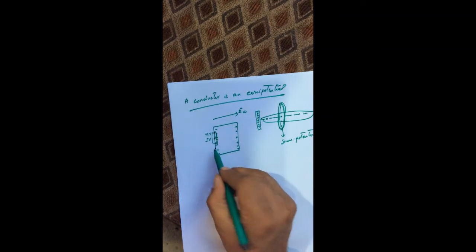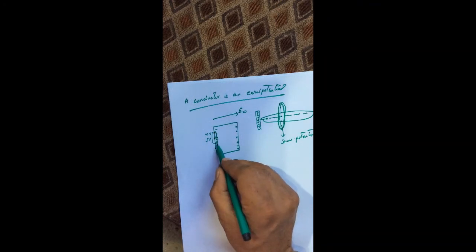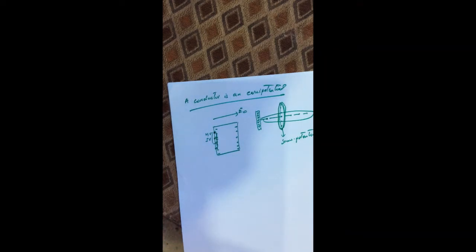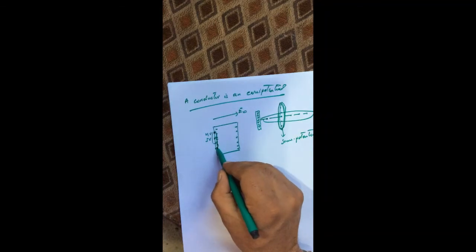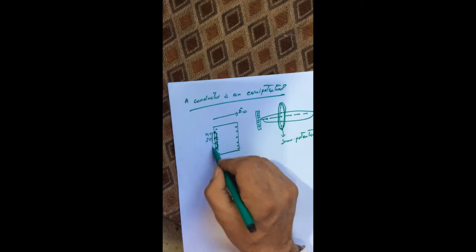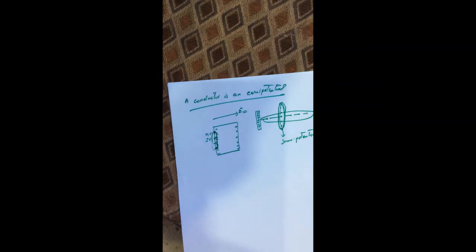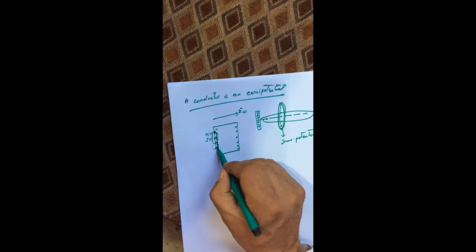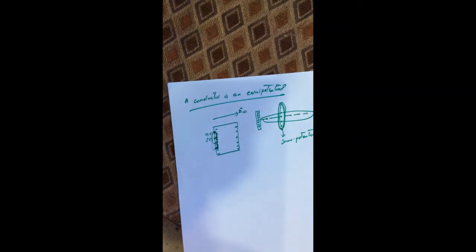But the next point has a different potential now. So what will happen? This electron will move in this way, and this motion is continuous until all these points have the same potential. So due to this movement of electrons, what will happen?